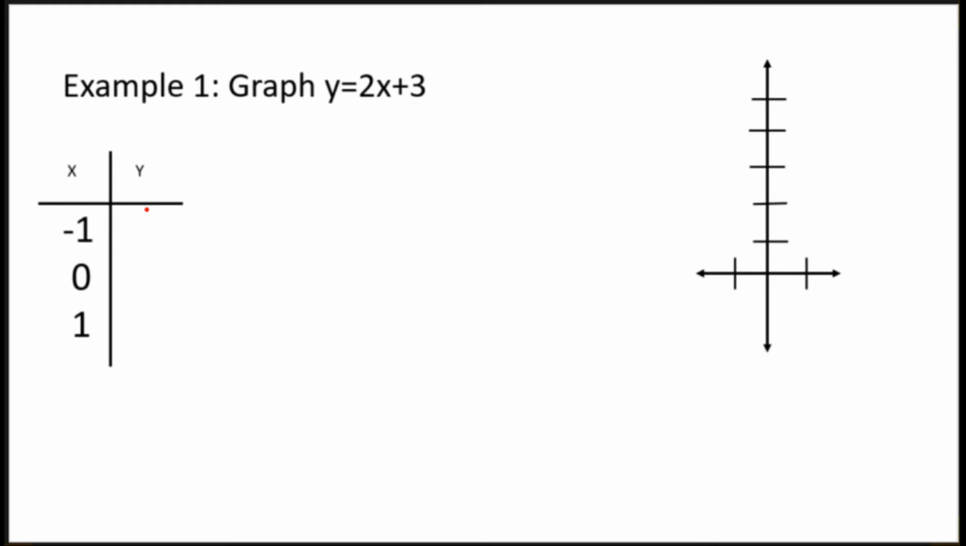So we have our points. They were -1, 1, and 0, 3, and 1, 5. I'm going to go ahead and graph these over here. So remembering that this is the x-axis and this is the y-axis, I'm going to go to -1 on the x-axis, and then I'm going to go up 1 on the y-axis. There's our point -1, 1. I'm going to do the same thing for the other two. So 0, 3, I'm at 0 on the x-axis. I need to go up 3 on the y-axis.